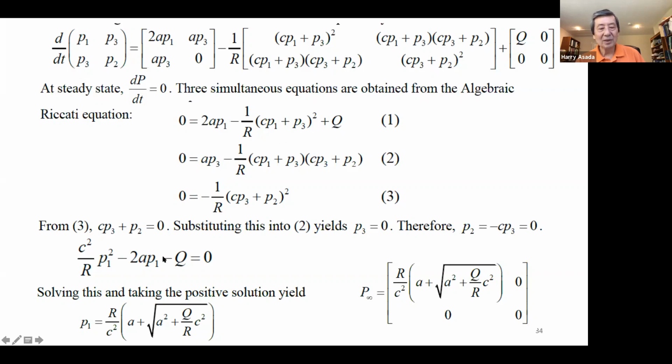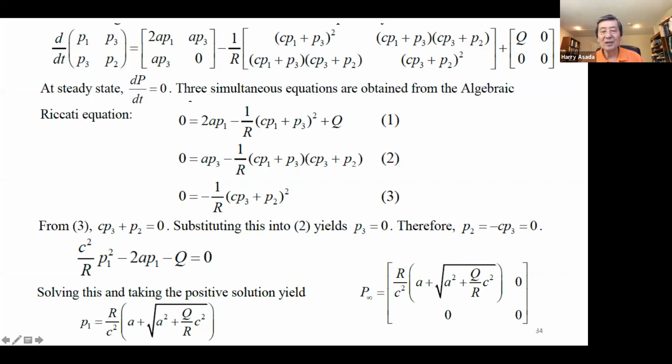P1 turns out to be this equation. So solving this, we get the solution to this. So this is P1. We of course took the positive part. So P infinity, the steady state 2 by 2 matrix, is shown like this, and this is the result.